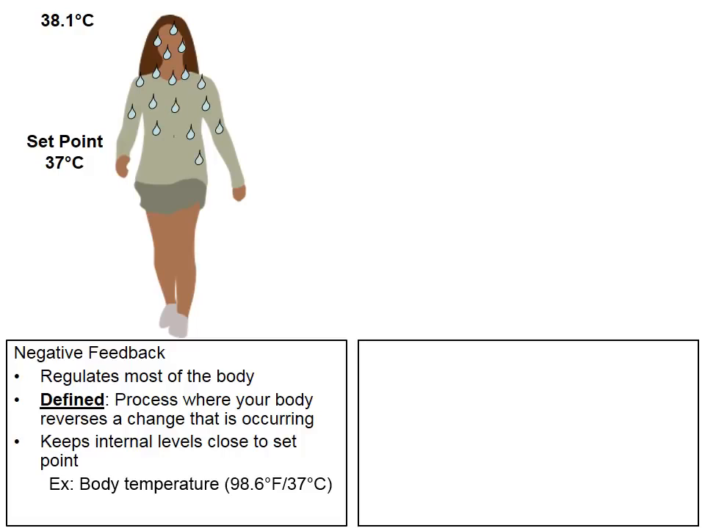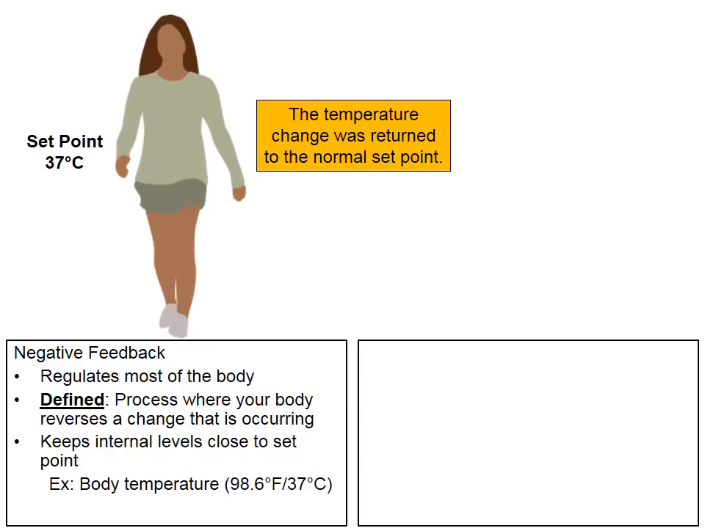Sweat is designed to cool us off, but how? How does sweat actually cool us down? So as the sweat begins to evaporate, heat is carried away from the body. So the more sweat that we produce, the more sweat will evaporate, the more heat will be carried away from the body. And over the course of time, we get back to the 37 degrees Celsius, the set point. Great example of negative feedback because the body's temperature was returned to the normal set point.